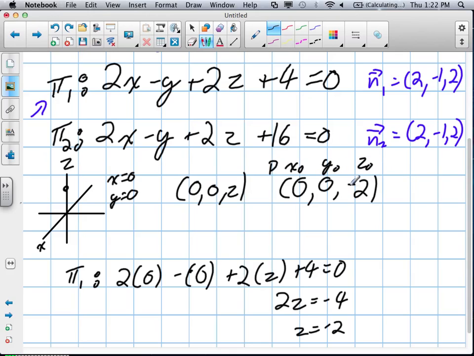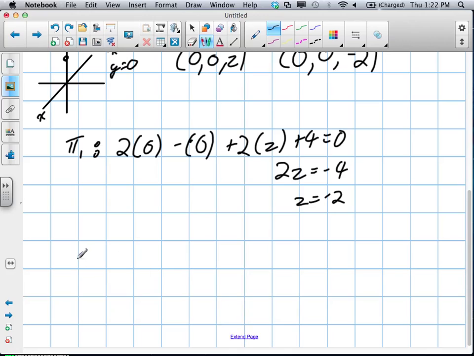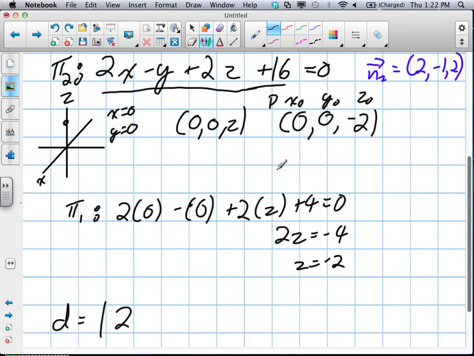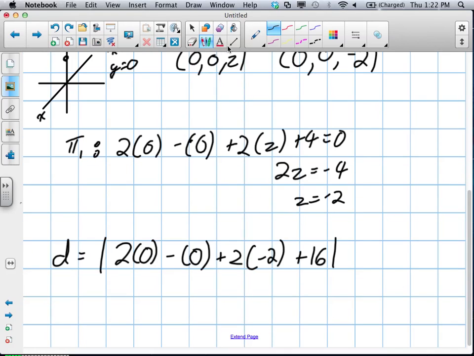Now that we have that, we're just plugging into the formula we had before, but we're using the other plane. We're not using the same plane, otherwise there's not going to be any distance between the two. So our formula again, I'm just going to go directly into it this time. A naught is 2, and x naught is 0. Minus y, which is just 1, and our y naught value is 0. Plus 2, our z value is -2. But our d is 16 in this question. So that's the absolute value of that.